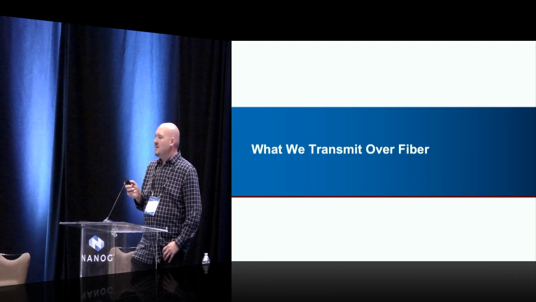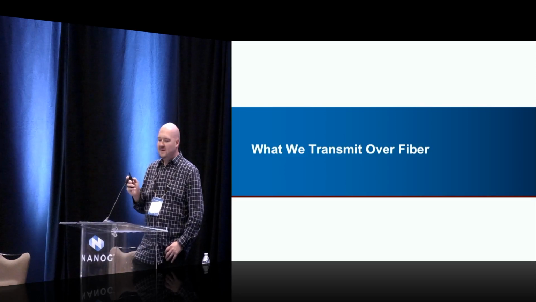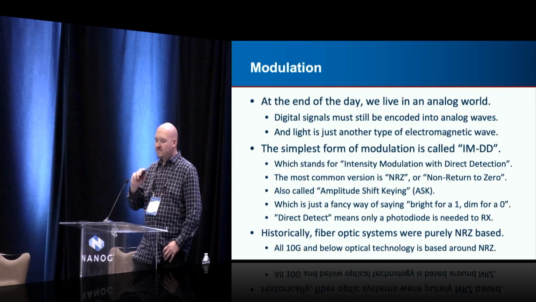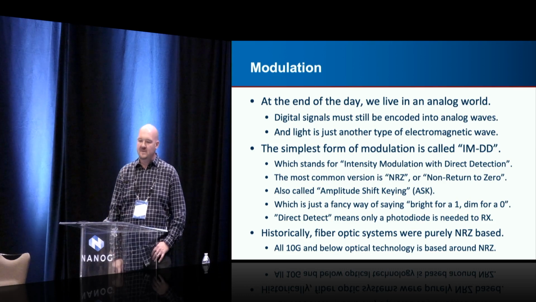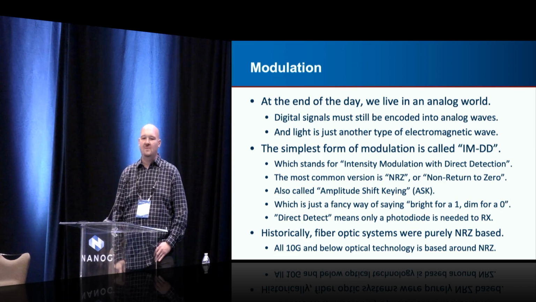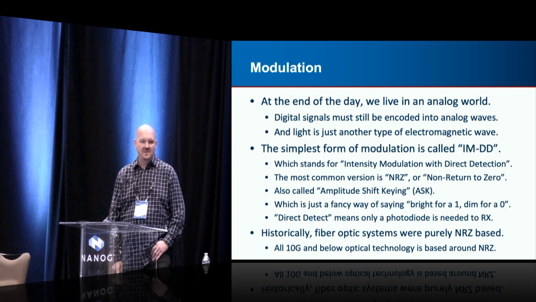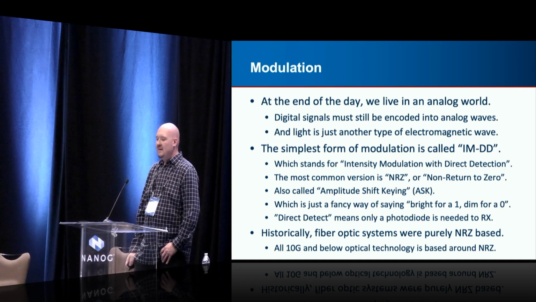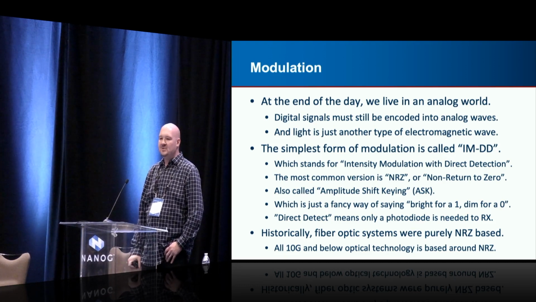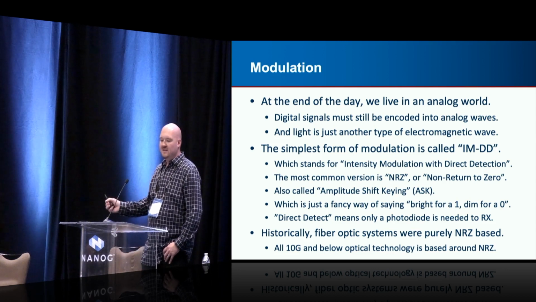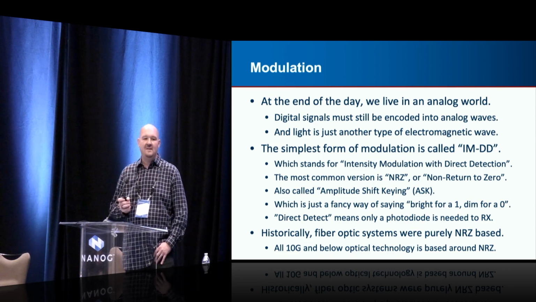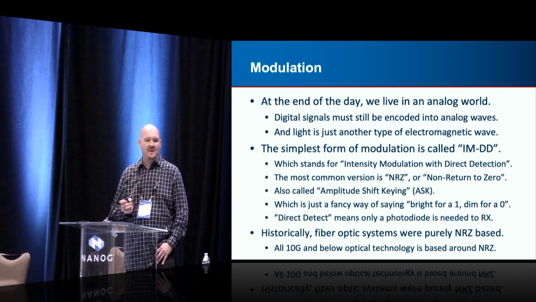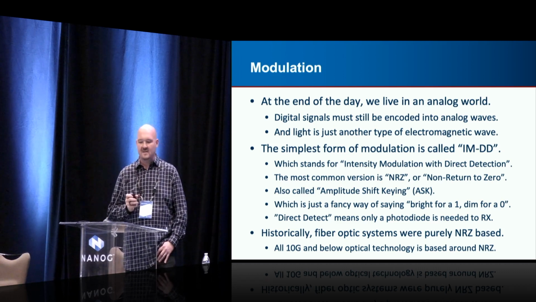Now I'm going to talk a little bit about what we actually transmit over the fiber itself. So modulation. Remember, at the end of the day, we live in an analog world, right? We think we're sending ones and zeros, but we're not. We're sending waves. So we have to figure out how to actually encode our digital signals in these analog waves. And light is just another kind of electromagnetic wave, just like everything else.